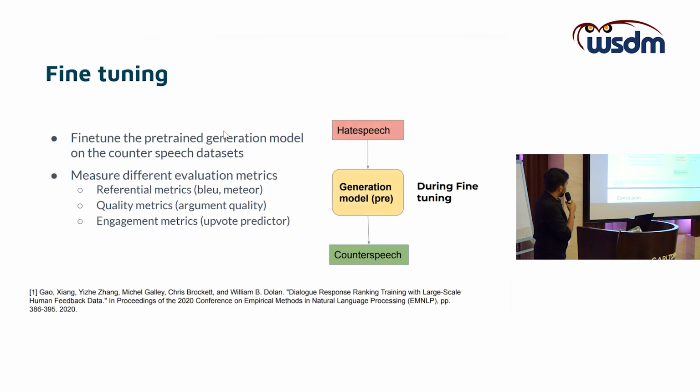Apart from that, we also want to include different evaluation metrics. Currently, overall in the counter speech pipeline, we do not have such metrics which can directly say if the counter speech quality is good or not. Hence, we use different metrics like referential quality, that is BLEU or METEOR that I already showed. Quality metrics, so we can use argument quality metrics or counter generation quality metrics. And finally, we can also use engagement metrics, like whether the response will be upvoted or not, or will be liked or not. So those metrics can also be used to evaluate the counter speech generated.